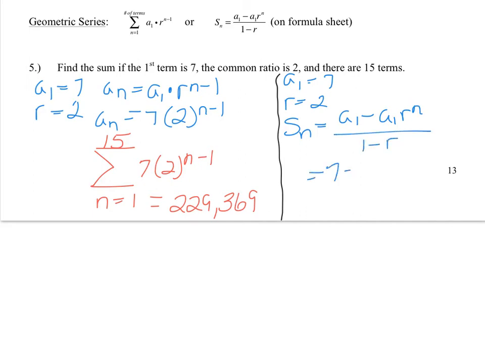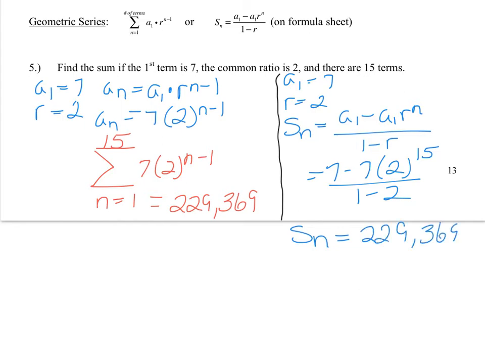So we're going to have 7 minus 7 times 2. My n is how many terms there are, because s sub n stands for the sum of the terms. So this is the sum of all the terms. So my n in this case would be 15, because there are 15 terms, all over 1 minus 2, my r. You can take your time, plug that in the calculator, and see what you get. Well, hopefully you're back and you achieved the exact same answer as we did with the summation. So now you have to look at both ways and determine which way you like better, the first way or the second way.